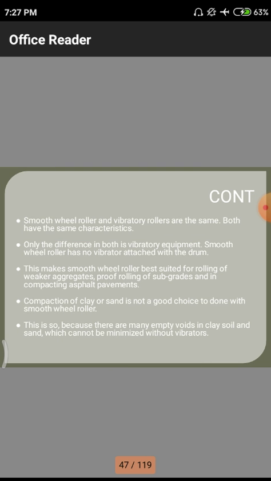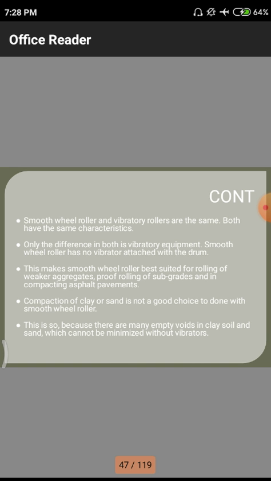What are the advantages and applications of these smooth wheel rollers, and what pressures do we have to maintain by using them? We have to know about those also. First, smooth wheel rollers and vibratory rollers are similar. That means first we showed vibratory rollers and smooth wheel rollers.